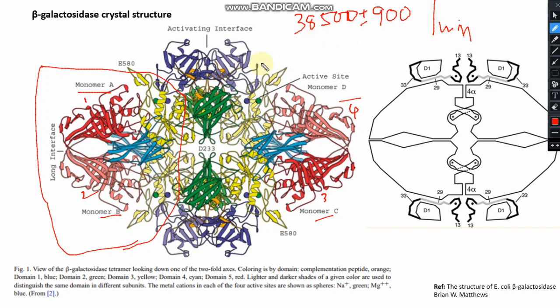Another important thing is that each monomer of this beta-galactosidase consists of around 1,023 amino acids.